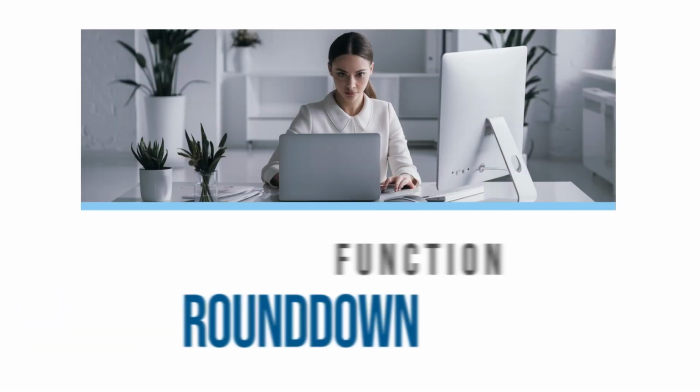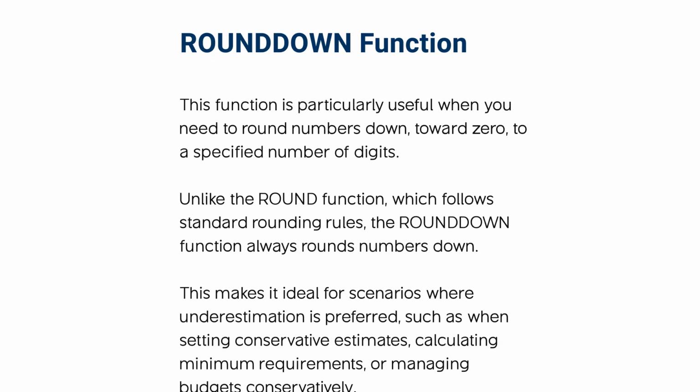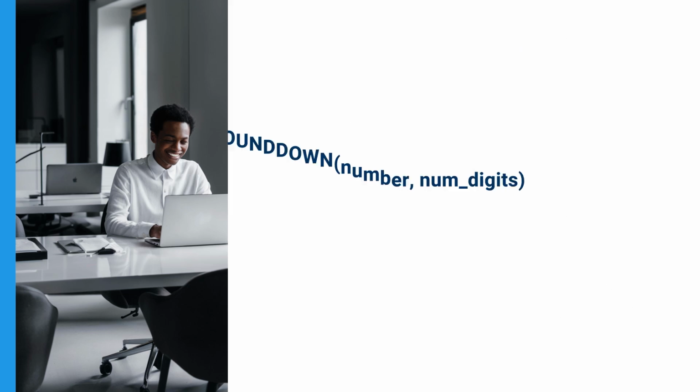In today's tutorial, we're going to explore the ROUNDDOWN function in Excel. This function is particularly useful when you need to round numbers down towards zero to a specified number of digits. Unlike the ROUND function, which follows standard rounding rules, the ROUNDDOWN function always rounds numbers down. This makes it ideal for scenarios where underestimation is preferred, such as when setting conservative estimates, calculating minimum requirements, or managing budgets conservatively. Let's dive in.